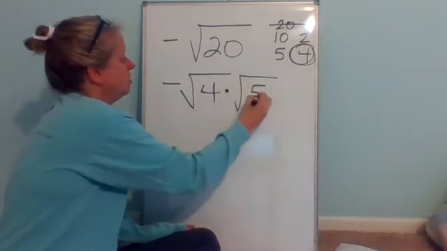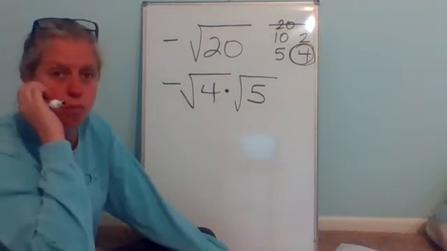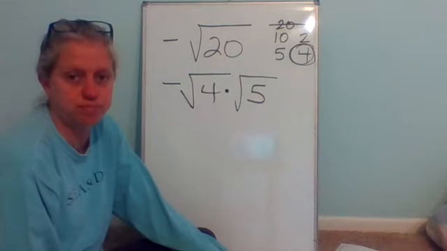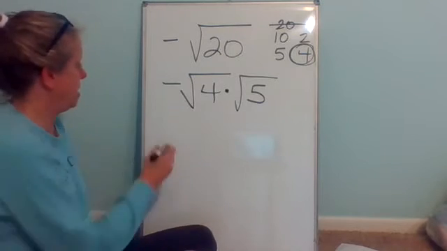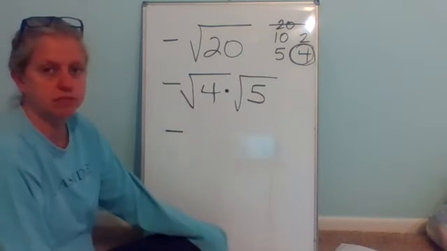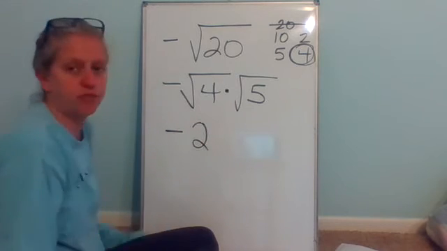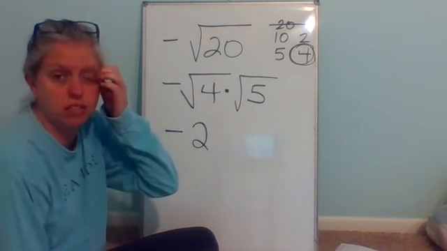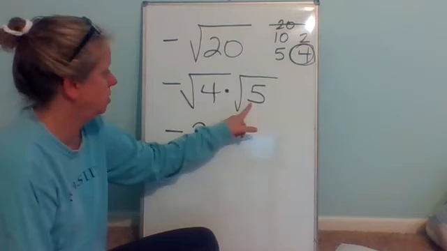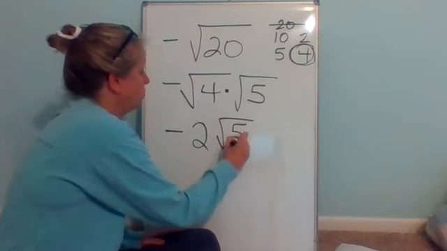4 times 5 is 20. So remember, 5 is just what's left over. My negative is just going to come down again. The square root of 4, I put it in the front because it's my perfect square. So the square root of 4 is 2. Then drop down the square root of 5.